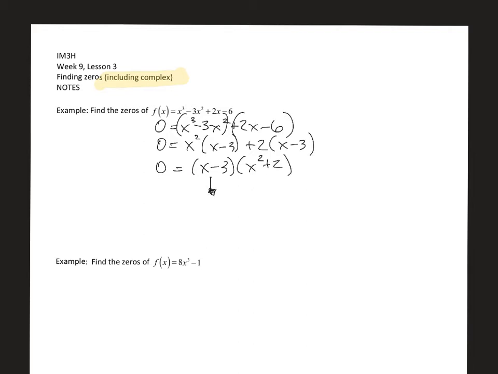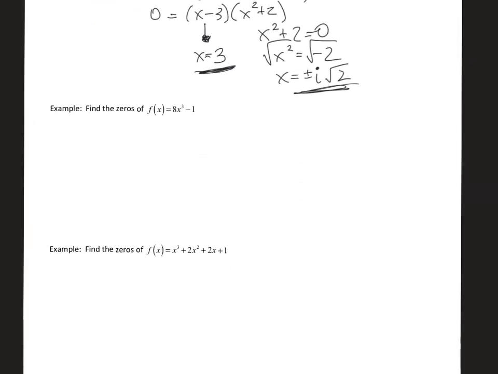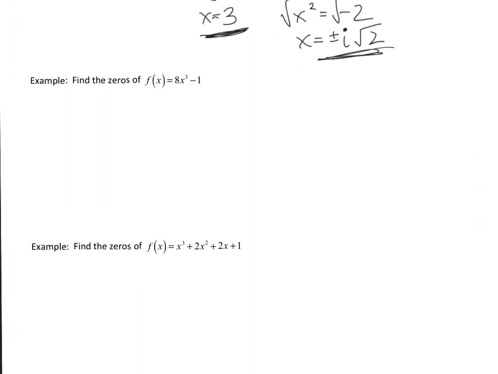This root is very easy to see. And this one, when I set x squared plus 2 equal to 0, and I move that 2 to the other side, yes, it is negative, but you know how to deal with imaginary roots. We're going to have plus or minus. The negative sign underneath comes out as an i, and the 2 will remain underneath. So you still end up with 3 roots as expected. 1 of them is real, 2 of them are imaginary. Okay, so let's move this up. Let's try this next one.